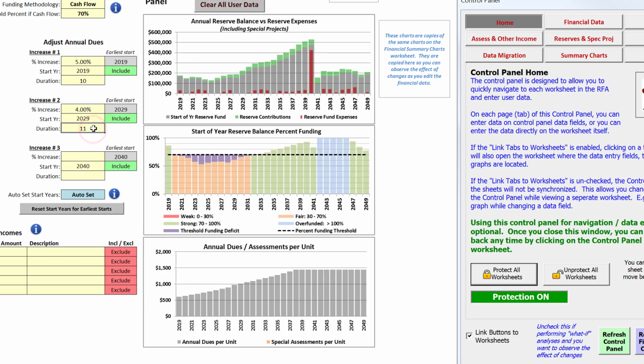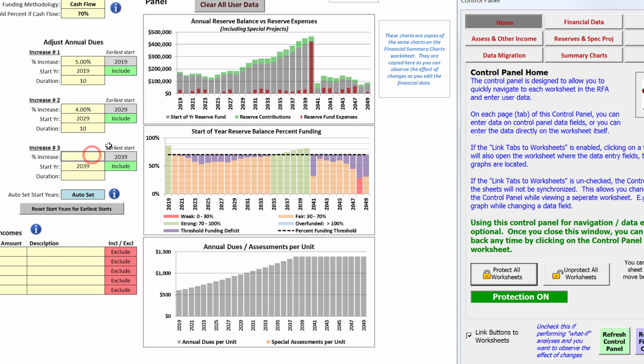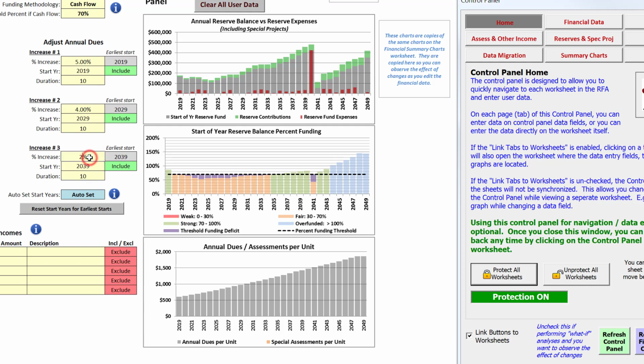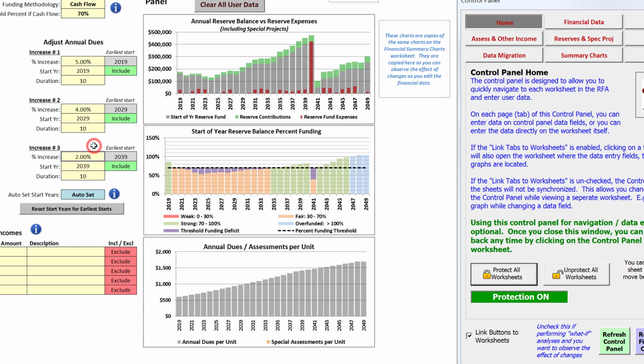So let's back this off and go back to 10 and 10, and let's have a third increase starting in 2039, and let's make it 3% to keep pace with inflation and run it out for 10 years. And we get into an overfunding situation immediately around 2044. So back this off, let's make it 2%. And then with 2%, overfunding occurs in about 2046, 2047.